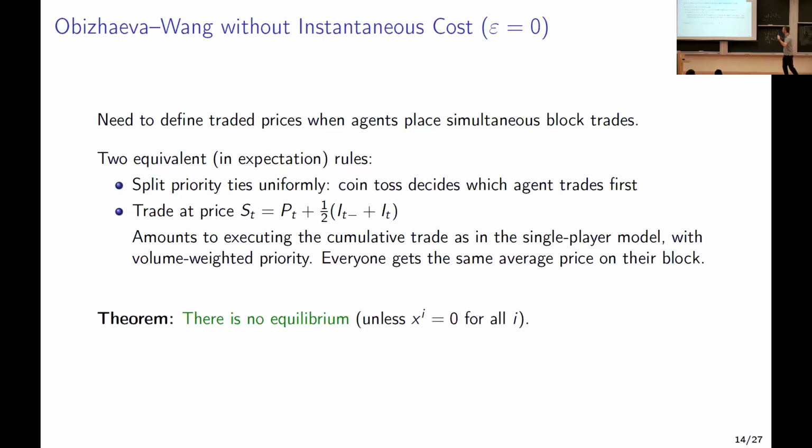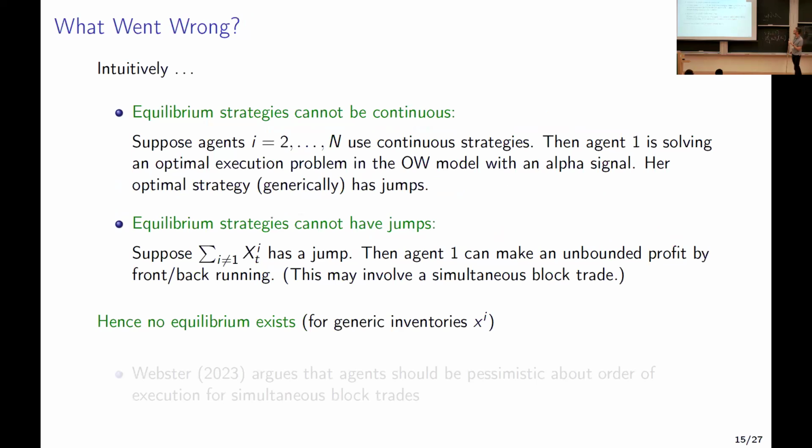Okay, so now the theorem is there's no equilibrium, unless all the initial inventories are 0. So if no one has anything to trade, then actually no one wants to do anything, and that's an equilibrium. It's not very interesting. So the theorem is that unless we're in that situation, there is no equilibrium. This is my pre-dinner explanation, which is not the way that Stephen proved it. He proves it differently, and this doesn't probably fully make sense, but if you don't think about it too much, it's kind of reasonable, I think. So I'm going to argue that equilibrium strategies cannot be continuous, and then I'm going to argue that they also cannot have jumps, and then something is wrong. Right? There's not much left.